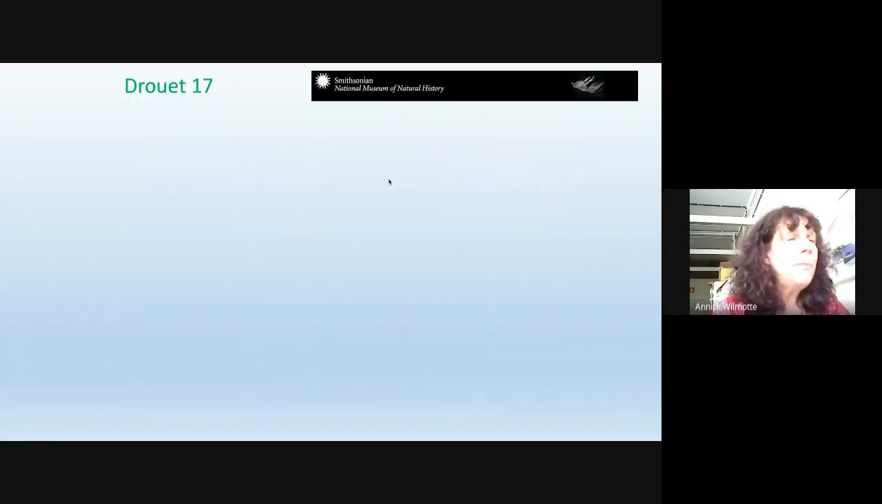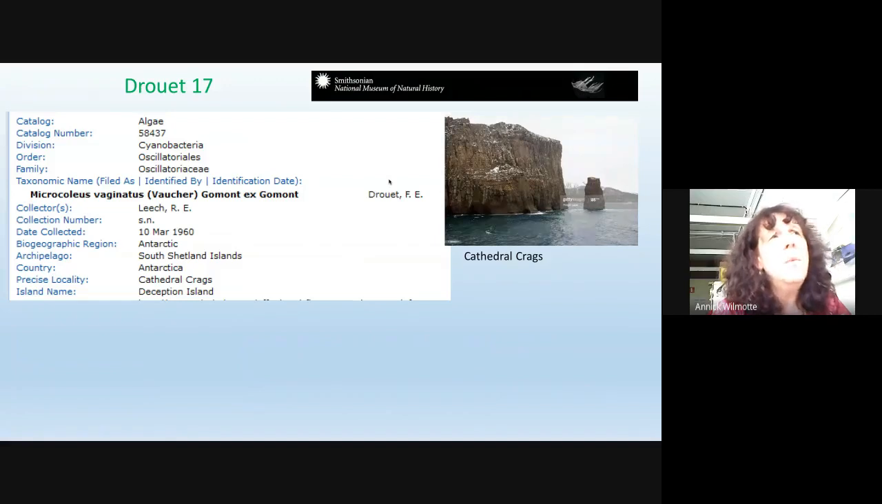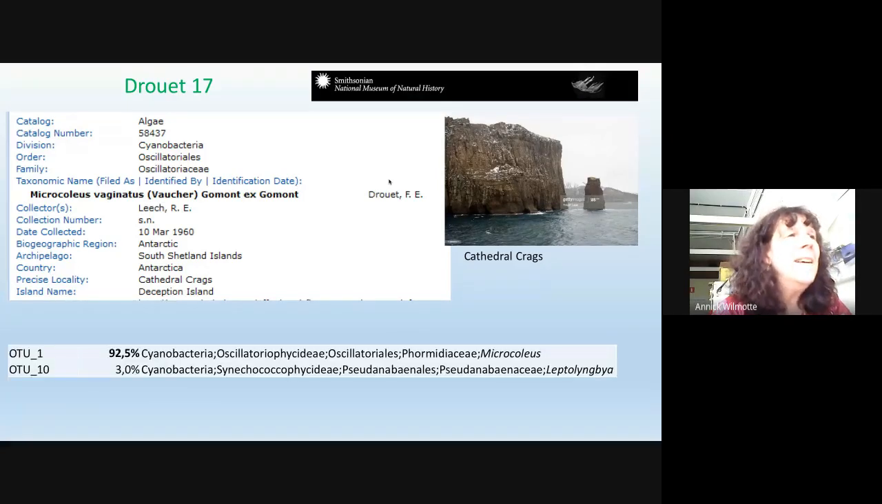The next sample is Drouet 17, the one where we had very few reads. It comes from Cathedral Crags in Deception Island. And in the next click, you see what the sequences were giving. Even if there were very few reads, the majority was a Microcoleus, and it was indeed supposed to be a Microcoleus vaginatus, as shown by the next click, as Drouet has identified the sample.